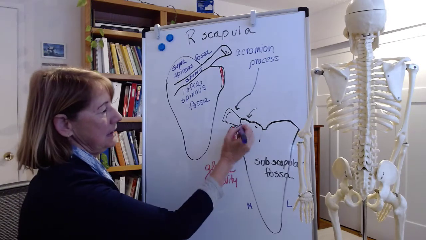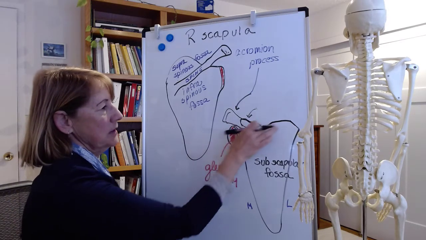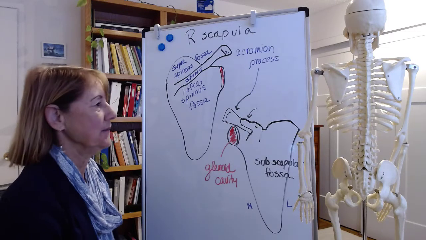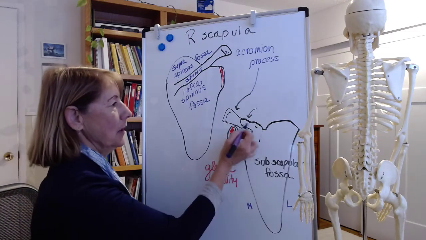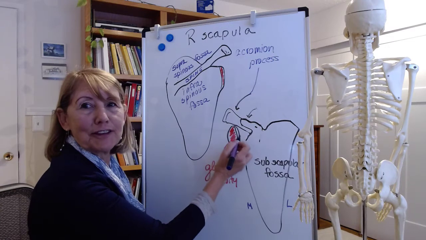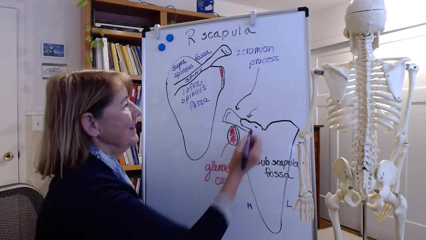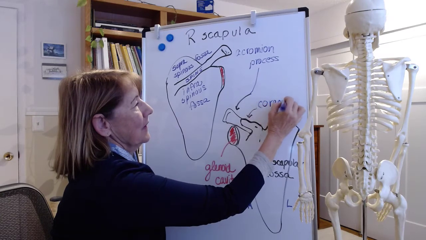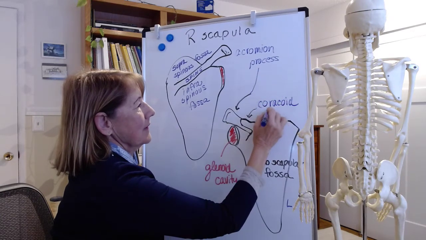But the other one that's smaller, that's more like a continuation of the superior border of the scapula, that one, it looks more like a bird. Do you notice how it's like the face of a bird? And that is called the coracoid process.